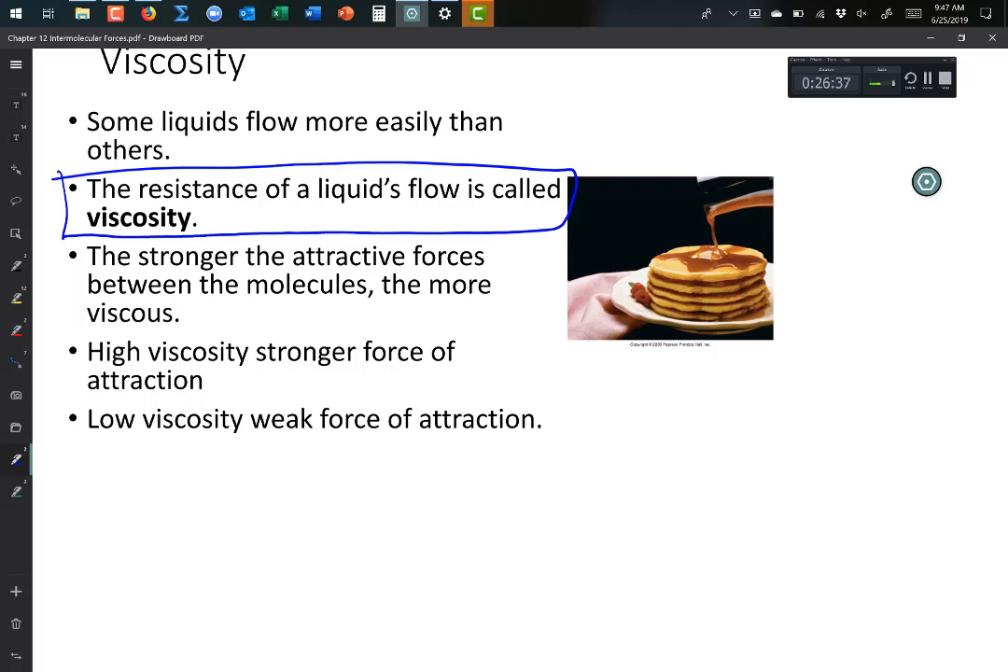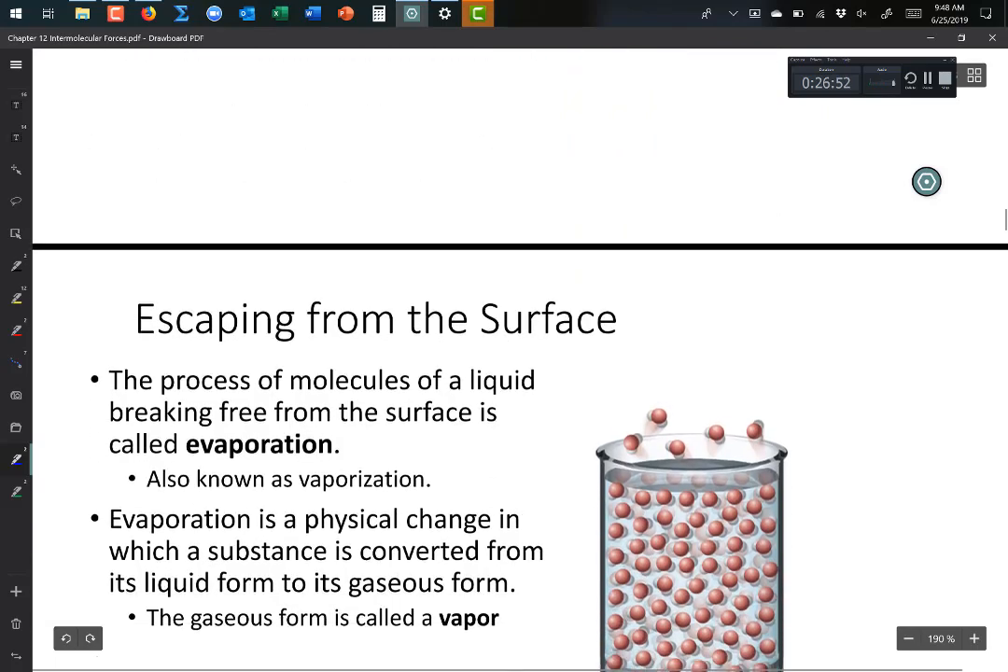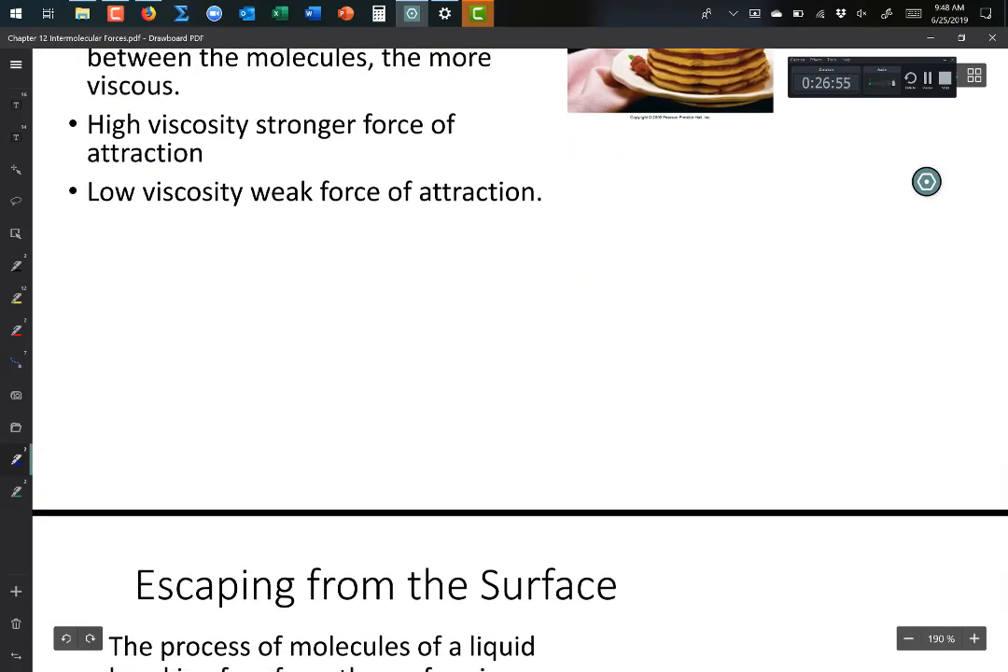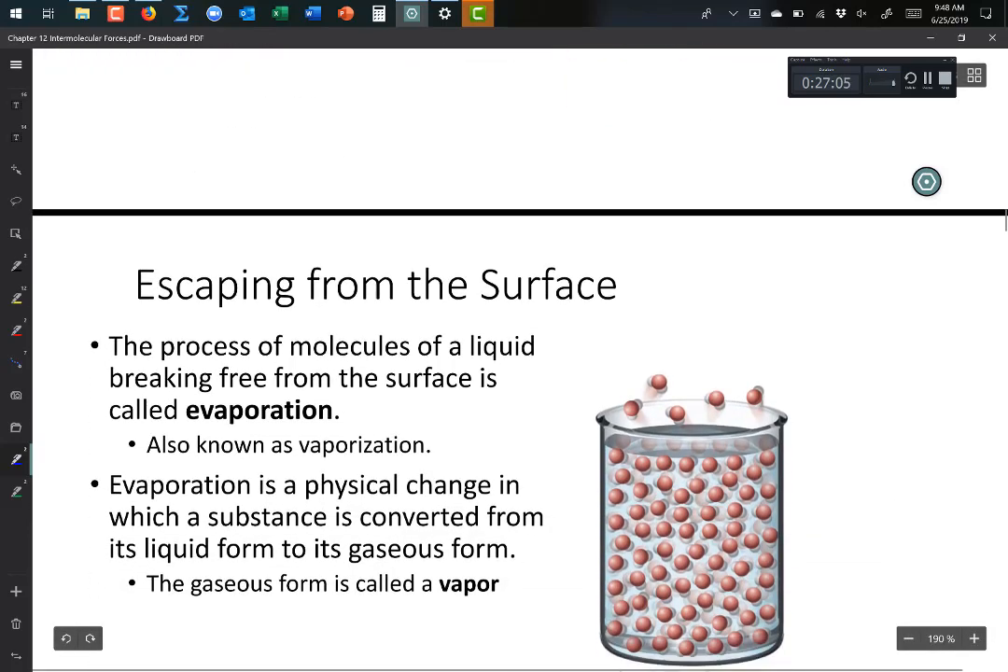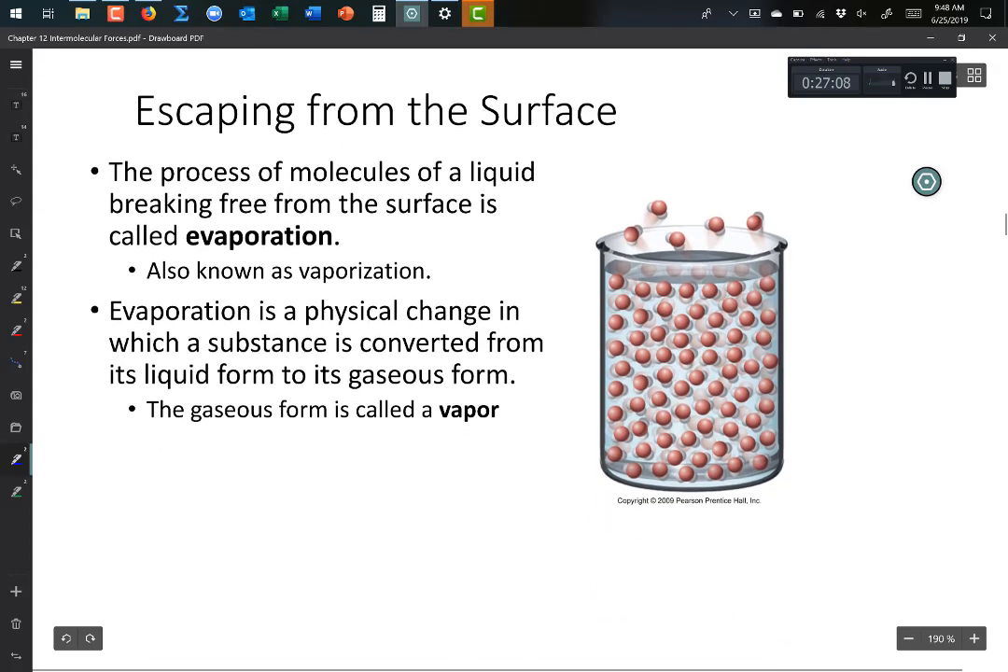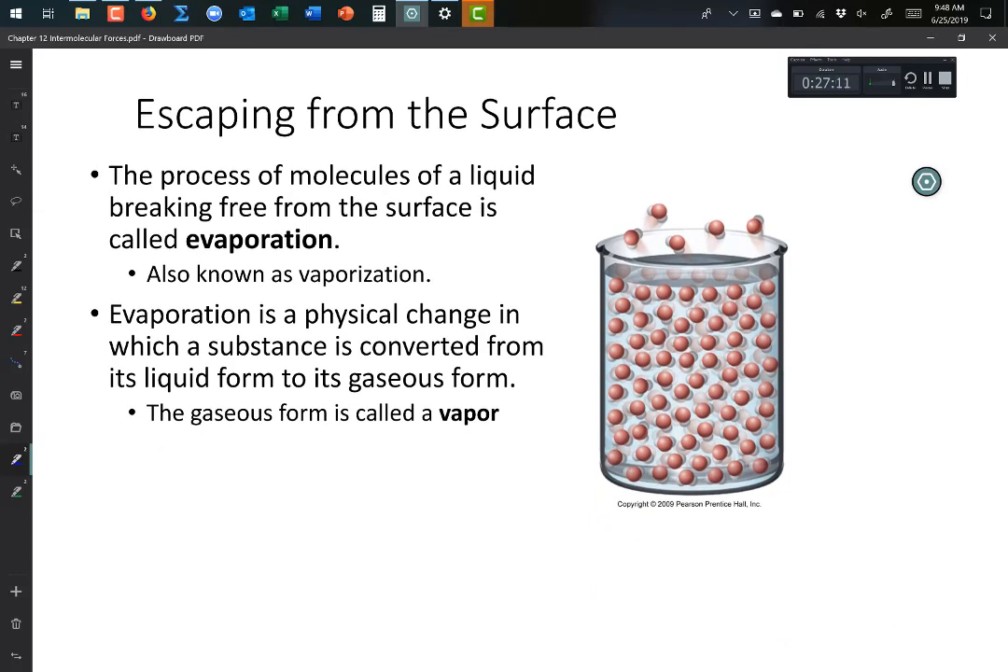So yeah, surface tension and viscosity both behave this way. If you want to lower the surface tension, you can heat the liquid up. If you want to lower the viscosity, you can heat the liquid up because you break up the interactions between the molecules. All right. High viscosity means strong forces of attraction. I talked about this. Just go over the slide a little bit.